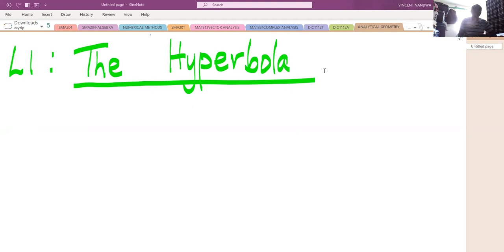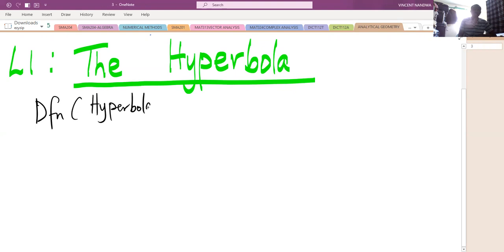Definition of a hyperbola. So a hyperbola is a set of all points P in the plane such that the absolute difference between the distances from this point P to two fixed points F1 and F2, called the foci, is a constant.